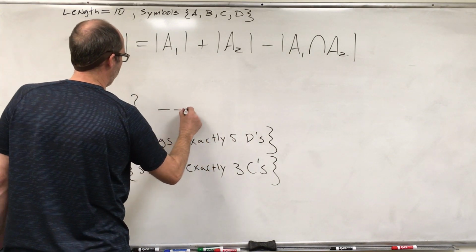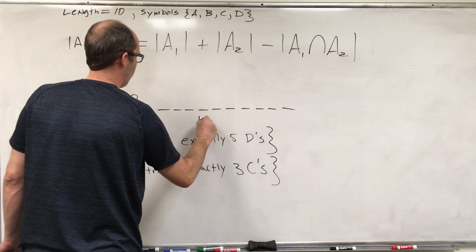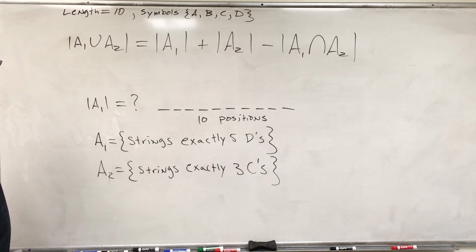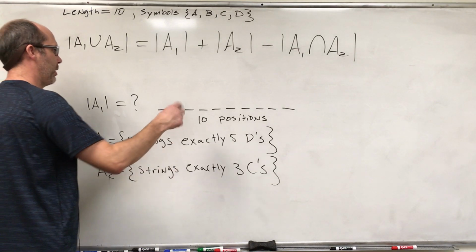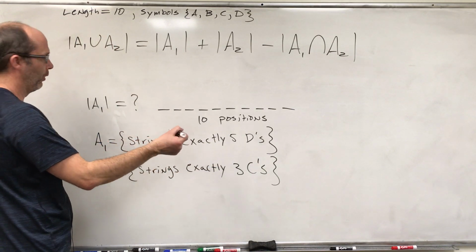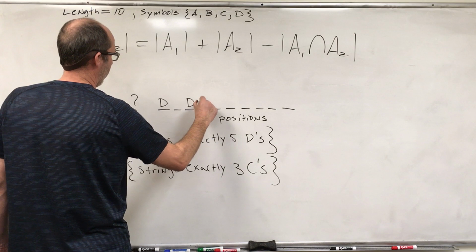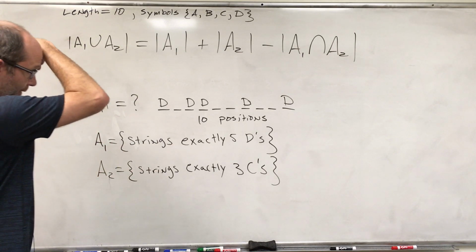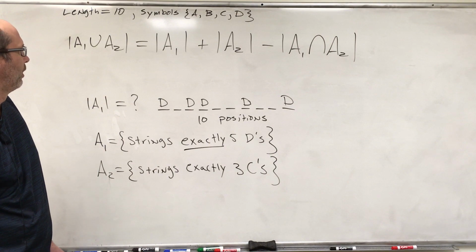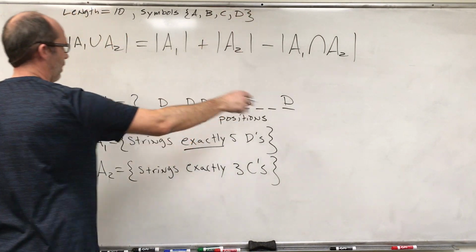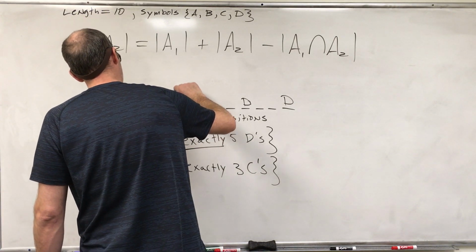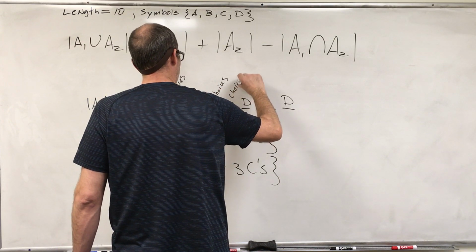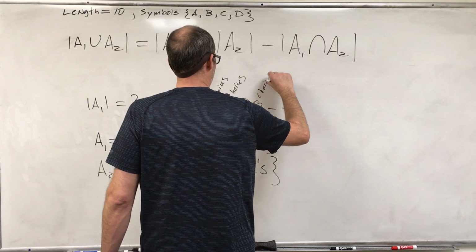Remember how this goes. We've got 1, 2, 3, 4, 5, 6, 7, 8, 9, 10, so 10 positions. We have to choose 5 of them to be Ds. Let me just do there, there, there, and there. So there's my 5 that I've chosen. Since they have exactly 5 Ds, that means we only have 3 choices, A, B, or C, for the other positions, right? So we have 3 choices for each.